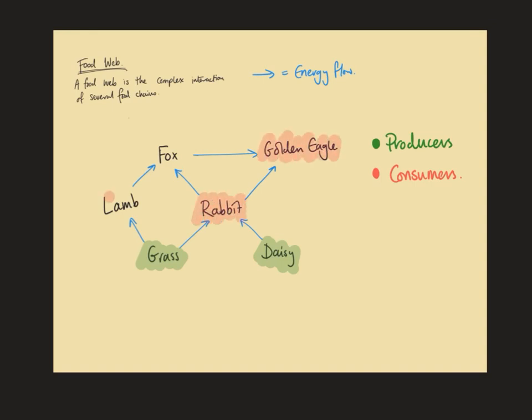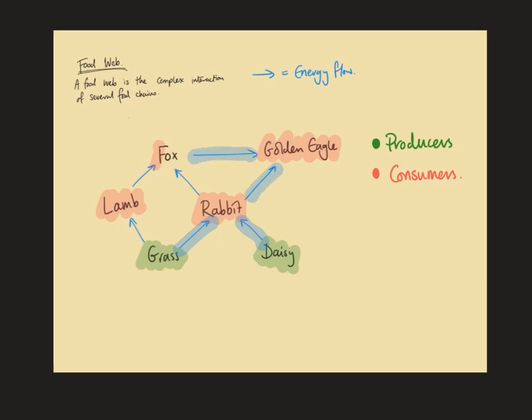and a difference between a food chain and a food web is that you can see that some animals have multiple sources of food. So if we look at the rabbit, for example, it's eating both the grass and the daisy. So it's getting energy from the grass as it eats that, and then energy from the daisy that it eats as well. Same with the golden eagle, because it is eating both the fox and the rabbit.